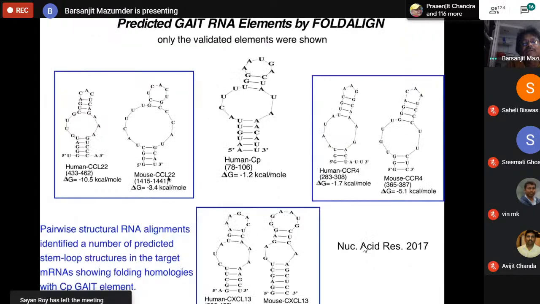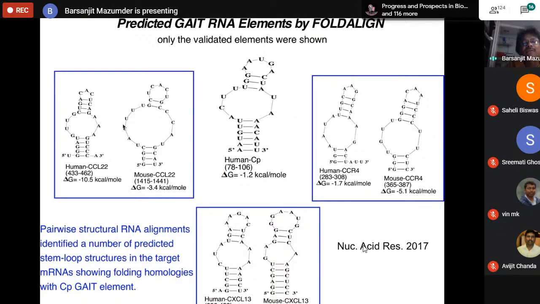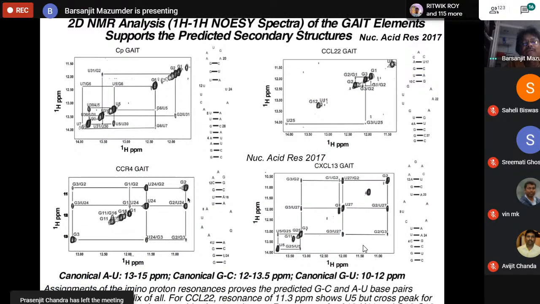So if a particular bonding will produce particular imino proton resonance, and we have found the correct imino proton resonance that is responsible for AU bond or GC bond by this 2D NMR. These are the resonance spots here, and this data actually supports that this is not only on the basis of bioinformatic analysis. In reality, these bonds actually exist on the basis of this resonance data.